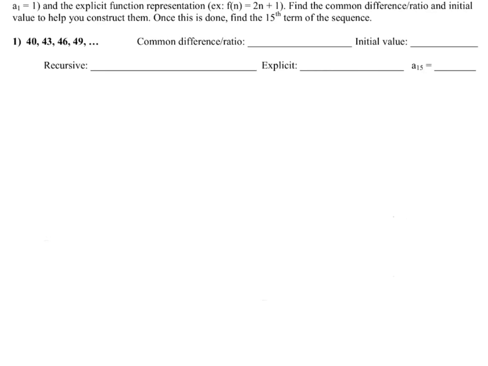So before you can write your explicit or recursive function, you need to figure out what the pattern is on your sequence, and this one is adding 3 every time. And so this one is going to be an arithmetic sequence, which means we have a common difference, and since it's adding 3 every time, that difference is 3. Our initial value, which is the first term in the sequence, is 40.